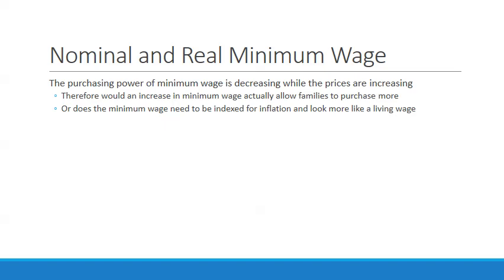If you were to index a minimum wage to look more like a living wage, minimum wage would increase significantly, because right now minimum wages, as we see, do not have an equal purchasing power. Whereas if you were to increase the minimum wage and index it, it would increase quite significantly, and it would look more like what is actually being purchased, because it would use that real wage rate as opposed to looking at the nominal.